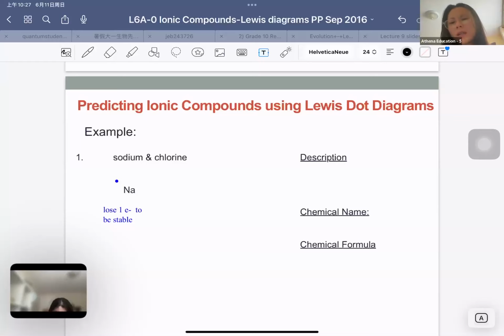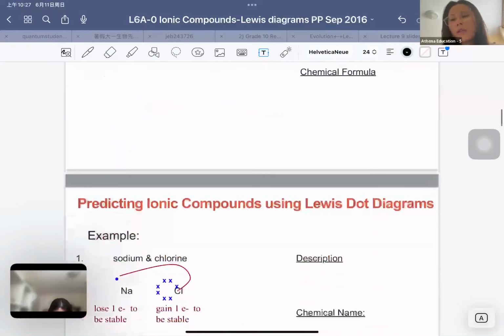Because when you lose the electron, that valence shell is gone, since it only had 1 electron, and it automatically looks at the shell under that. So that is a full valence shell. We have 8 electrons. So when you lose the electron, it becomes very stable for sodium.